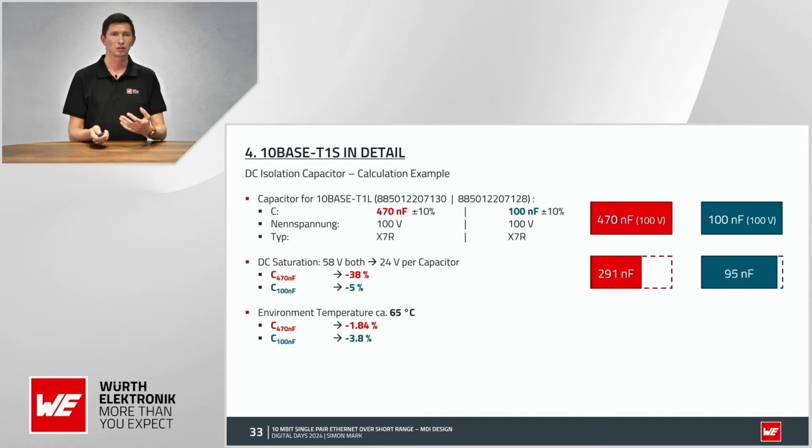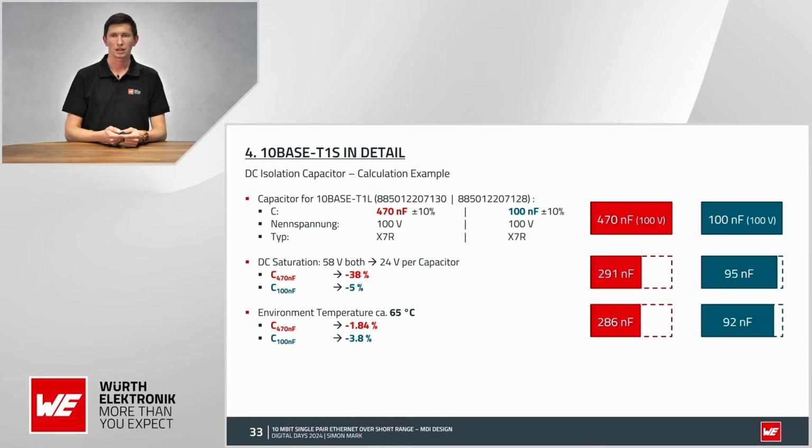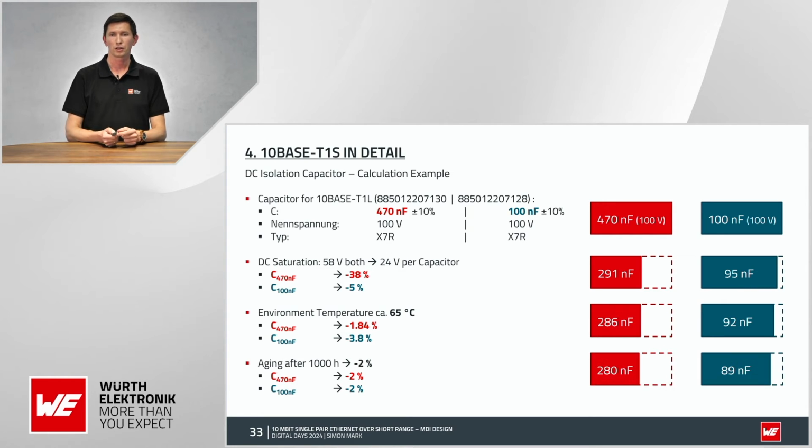Then you take into account the environment change, the temperature in the environment, and it changes. So you can lose also additional several percent. And after the third one, the aging, you lose again 2%. You have only 280 nanofarad from 470. From the 100 nanofarad, you lose only 11%.